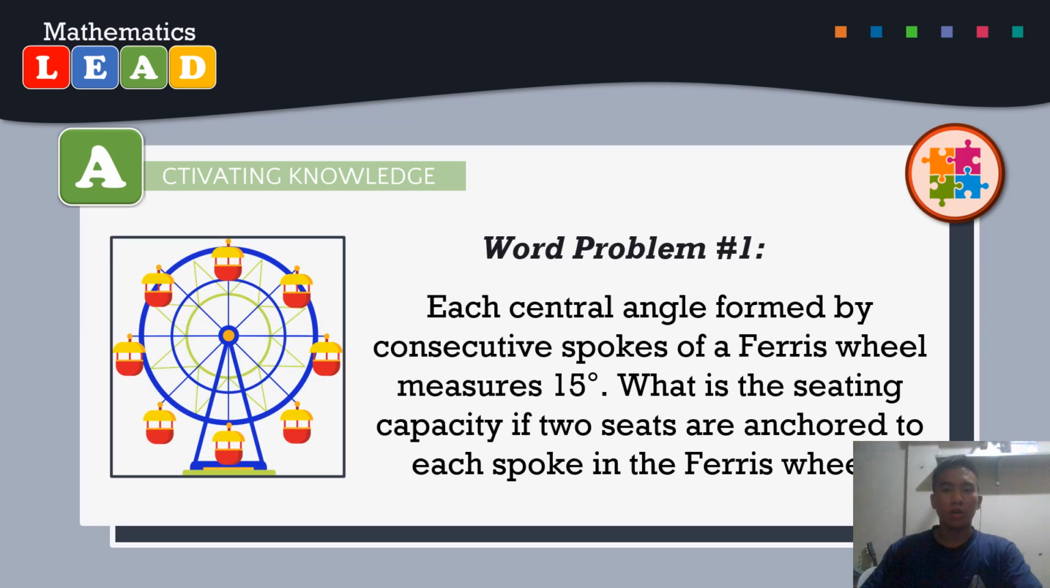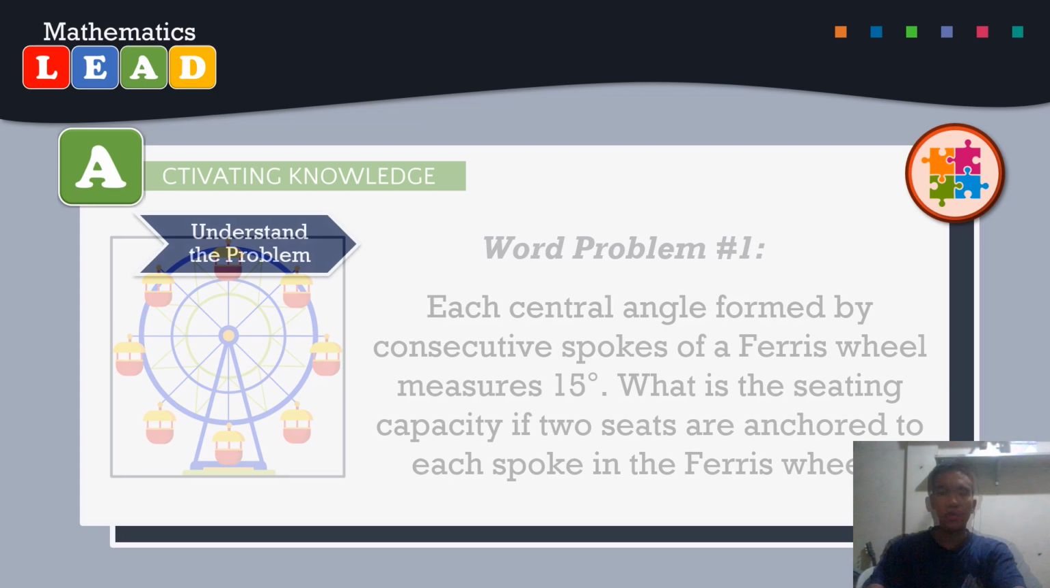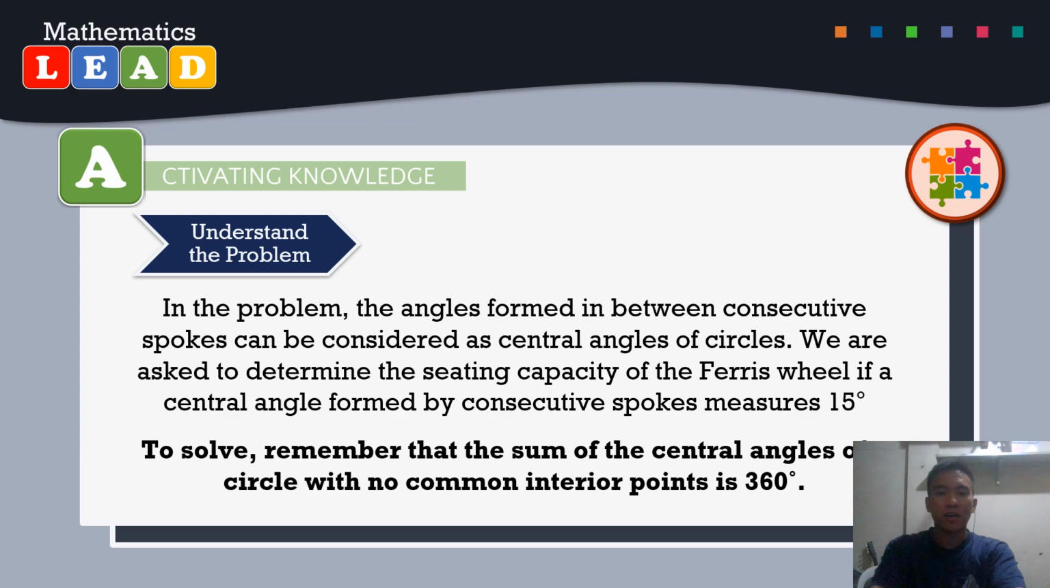For our first problem, each central angle formed by consecutive spokes of a Ferris wheel measures 15 degrees. What is the seating capacity if two seats are anchored to each spoke in the Ferris wheel? First step, we have to understand the problem.